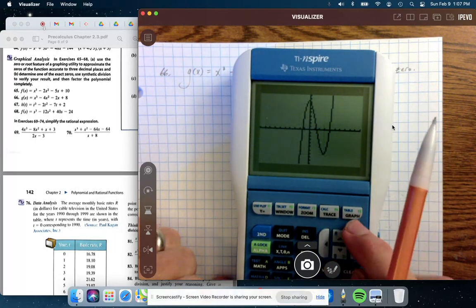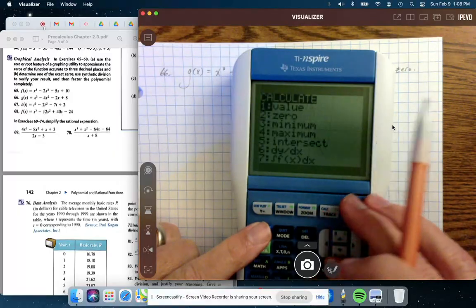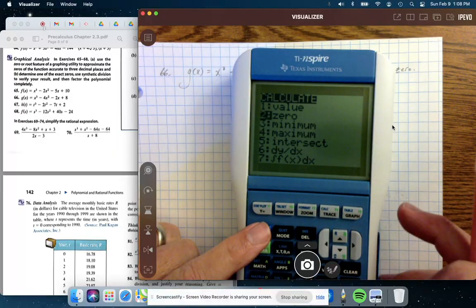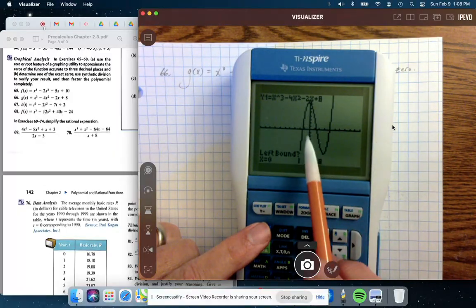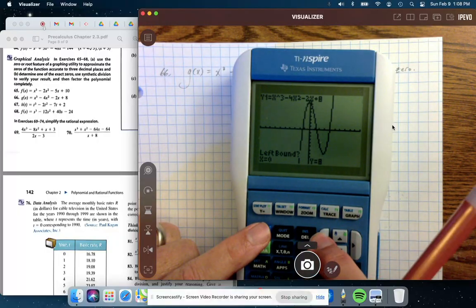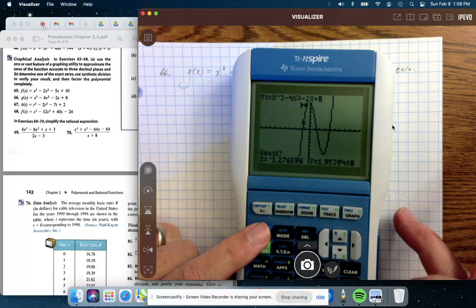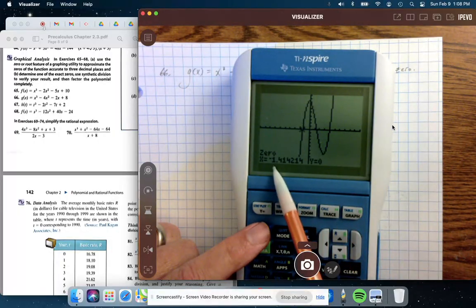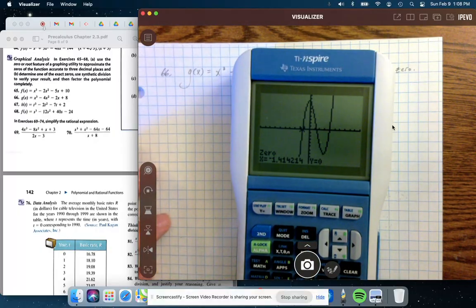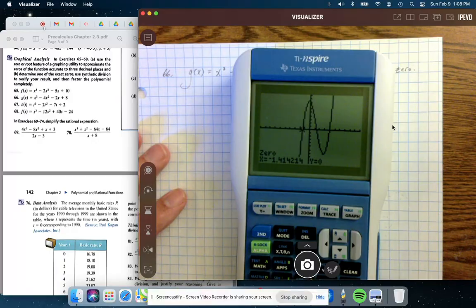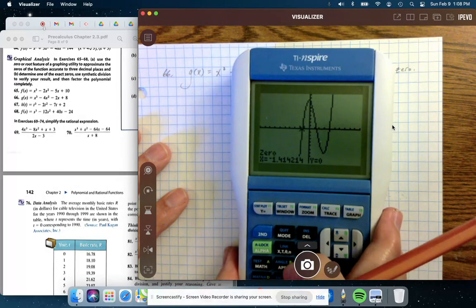All right, so looking at my graph, I'm going to go to second trace and do the 0 function. I'll start off trying to find this one on the left, so let me go over there. So that's left bound, enter, right bound, enter, enter. So I recognize that number. That's the square root of 2. That's a negative square root of 2. So that's a negative 1.414 if I go to 3 decimal places. X equals negative 1.414.